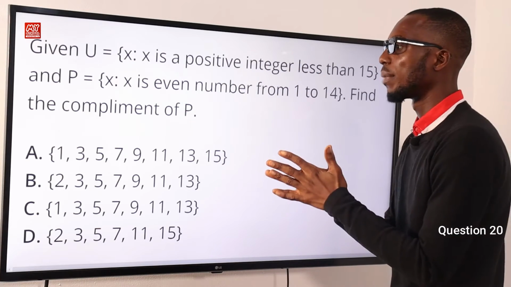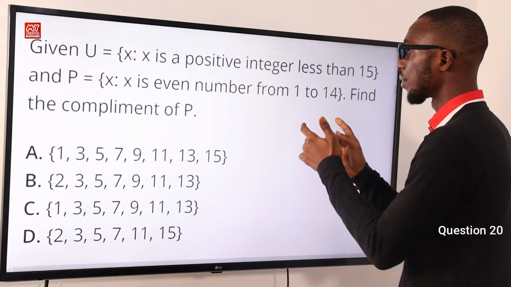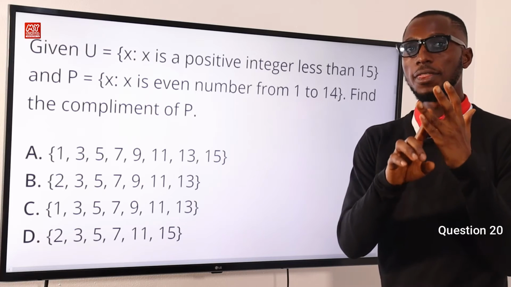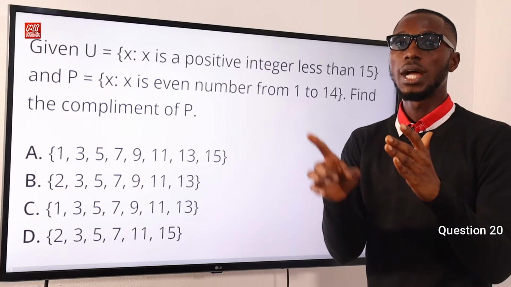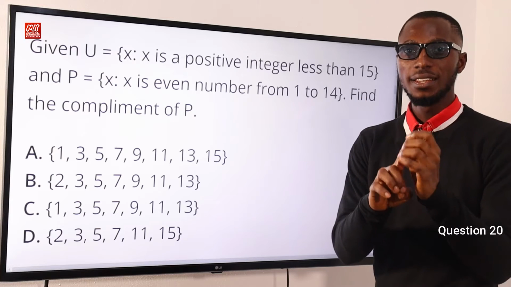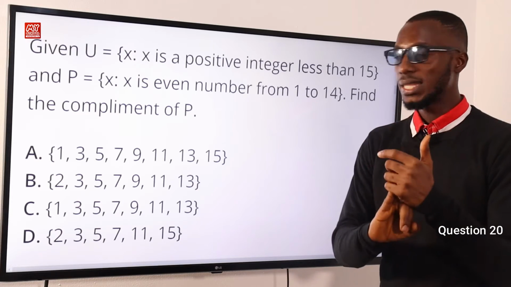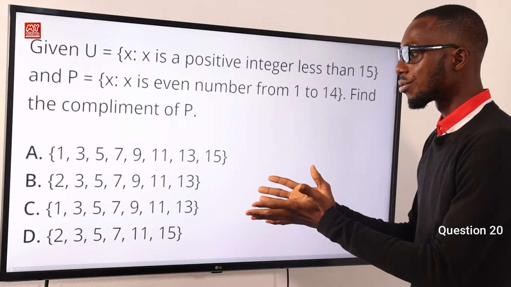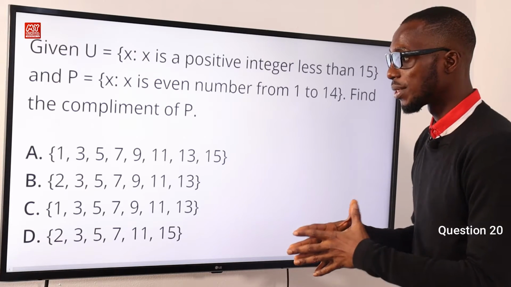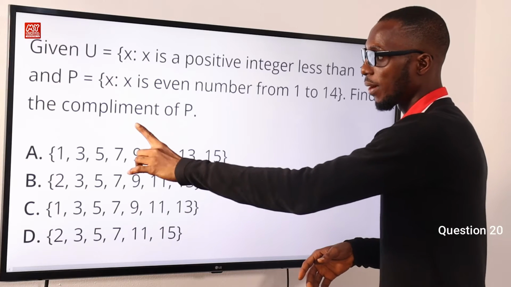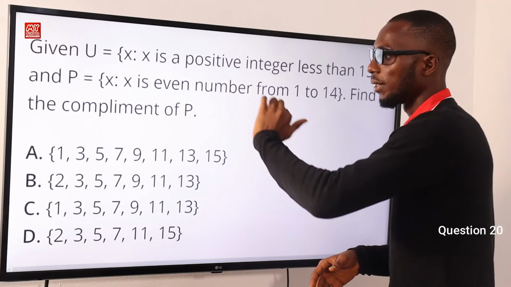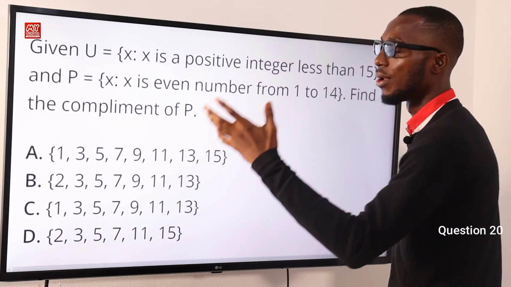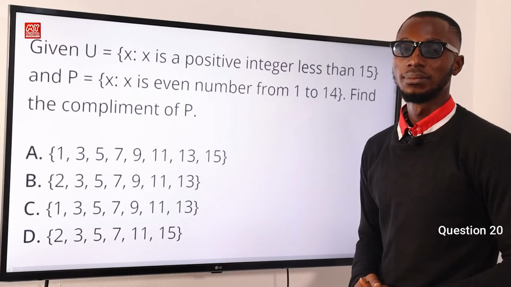So what are the odd numbers from 1 to 14? We have 1, 3, 5, 7, 9, 11, 13. 14 is not inclusive, 14 is an even number. So when you scroll through all of the options provided, you will see option C is very correct. P complement, odd numbers, P itself, even numbers. So we have 1, 3, 5, 7, 9, 11, 13. Option C is very correct.